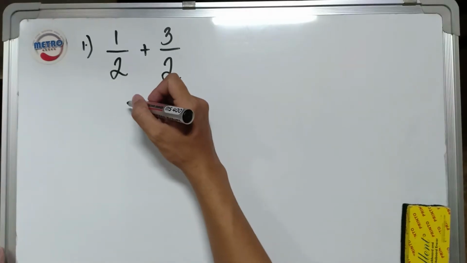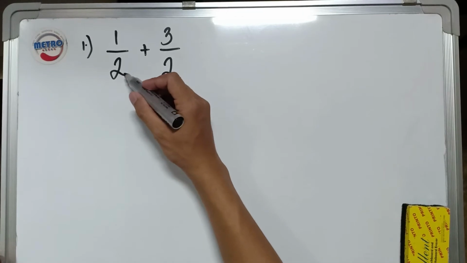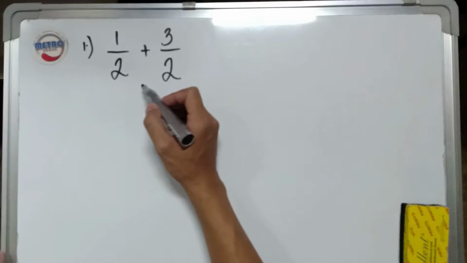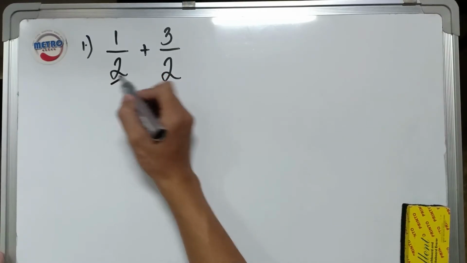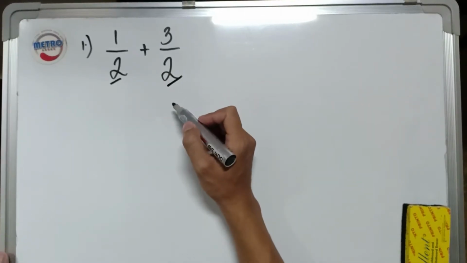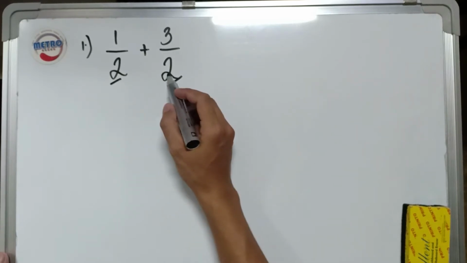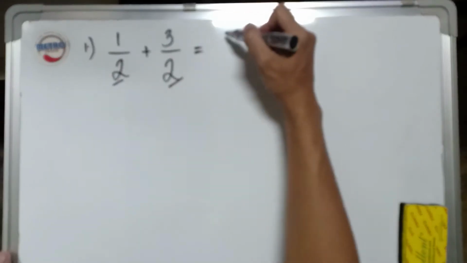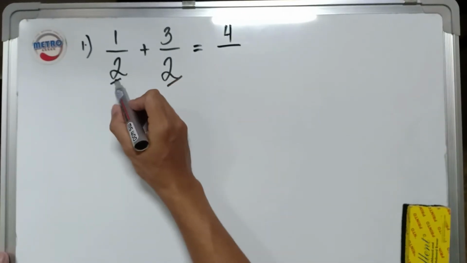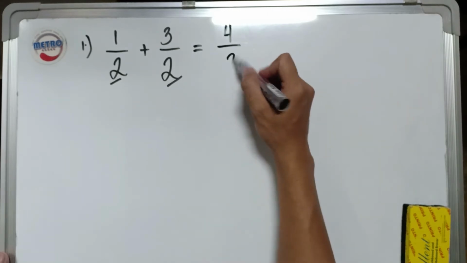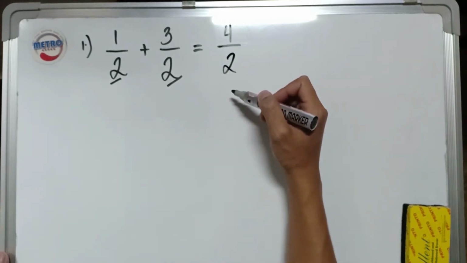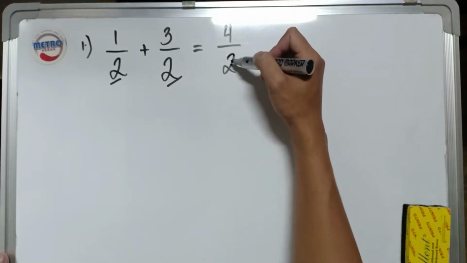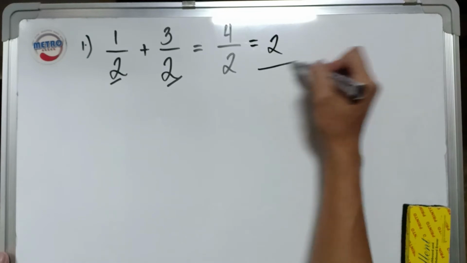Alright, so let's have the first example. Now let's say we have 1/2 plus 3 over 2. When we are adding fractions, we have to make sure that this denominator and this denominator are the same. Okay? Then, if these two denominators are the same, we simply add the numerator, 1 plus 3, over, then just copy the denominator, 2. Then, after this, let us simplify the given 4 over 2, or 4 divided by 2 is 2. Then the answer is 2.